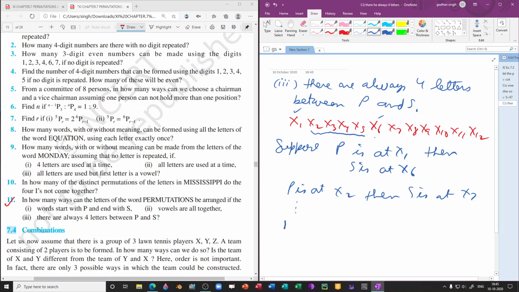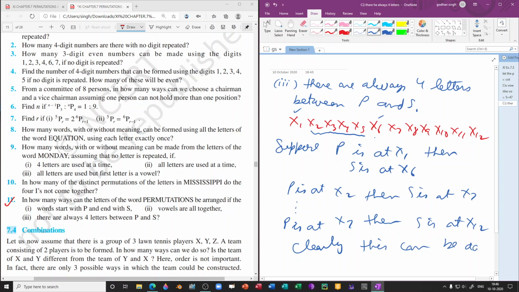In the same way, if P is at X7, then S is at X12, because in between them there should be 4 letters: 1, 2, 3, 4. So this can be done in how many ways? It can be done in 7 ways. Clearly this can be done in 7 ways.